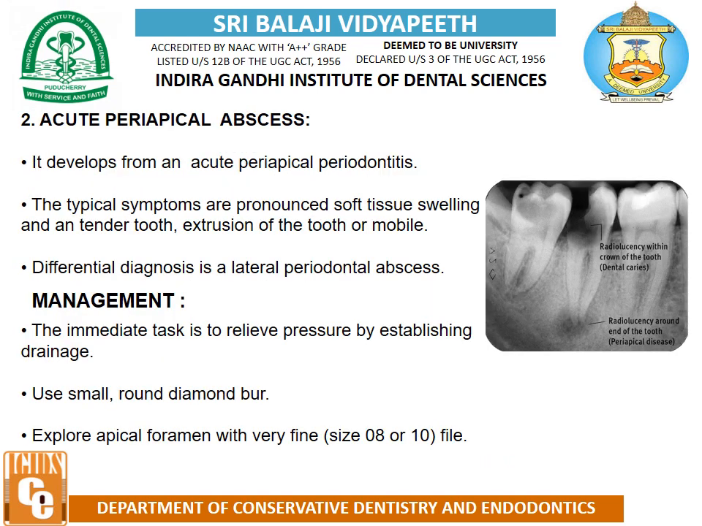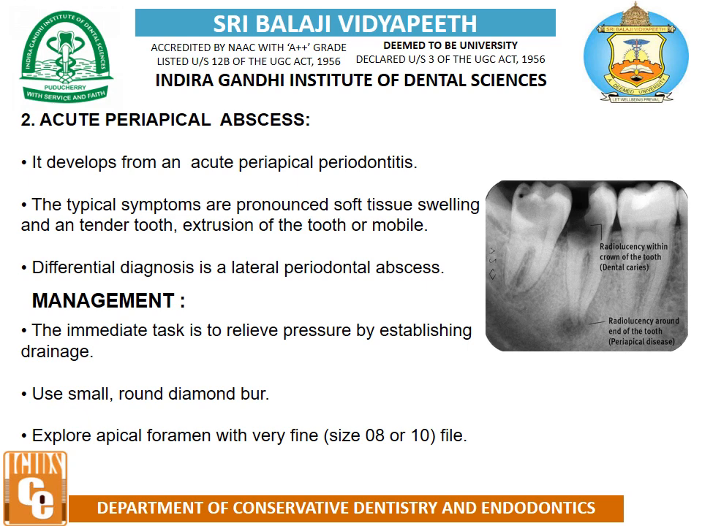Acute periapical abscess. It develops from an acute periapical periodontitis. The typical symptoms are pronounced soft tissue swelling and a tender tooth, extrusion of the tooth or mobile. Differential diagnosis is a lateral periodontal abscess. Management. The immediate task is to relieve pressure by establishing drainage.